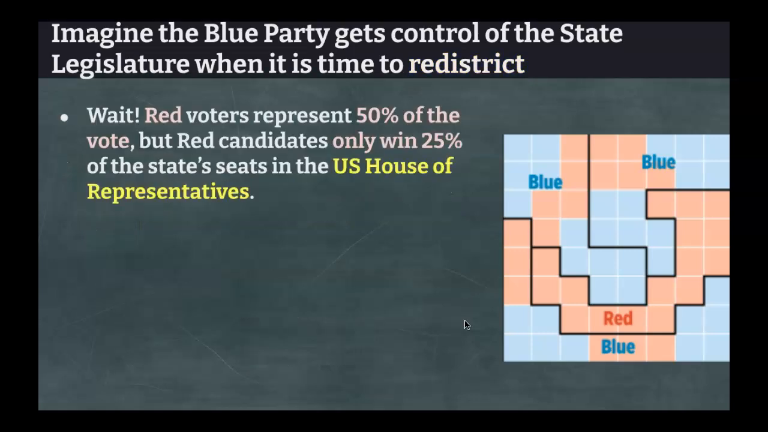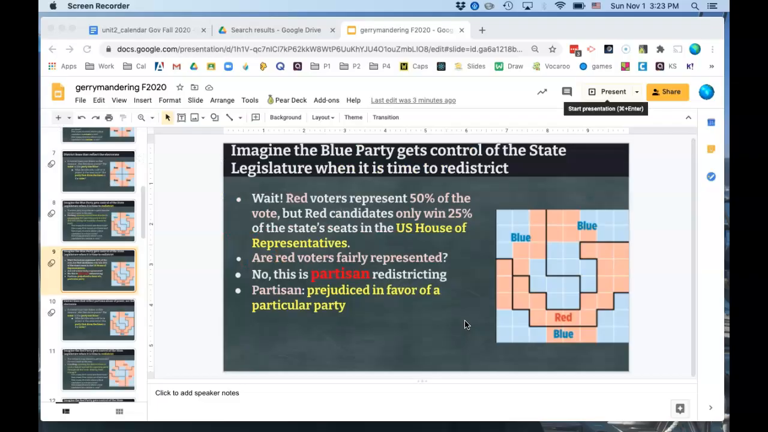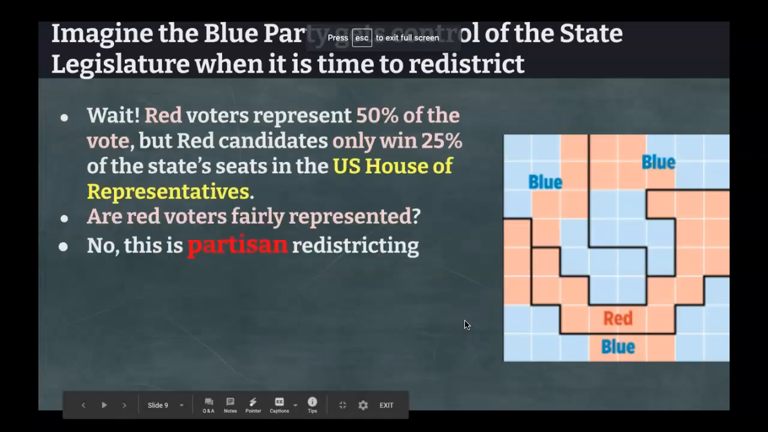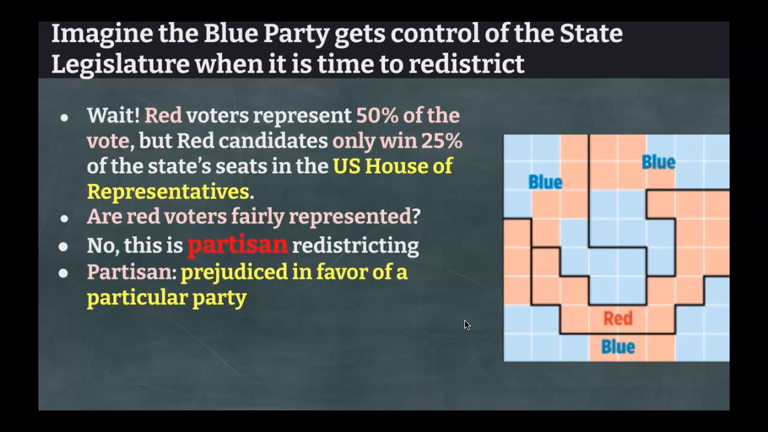Wait, red voters represent 50% of the vote, but red candidates only win 25% of the state seats in the U.S. House of Representatives? Are red voters fairly represented if the district lines are drawn in this way, using packing? No, this is partisan redistricting. And partisan is a word that means prejudiced in favor of a particular party. This is a very important word for you to understand, particularly in our current political climate. We see a lot of partisan bickering these days, prejudice in favor of a particular party.